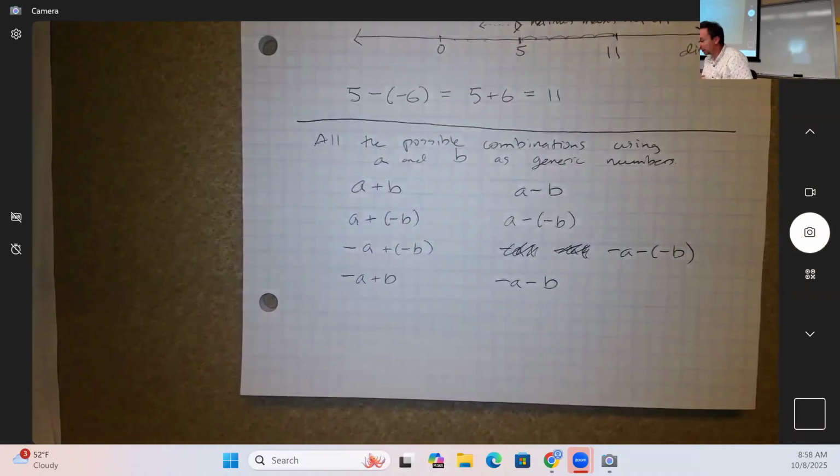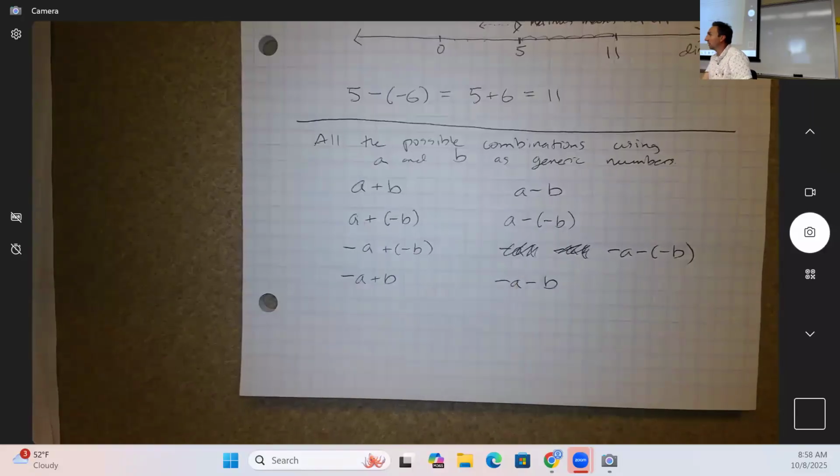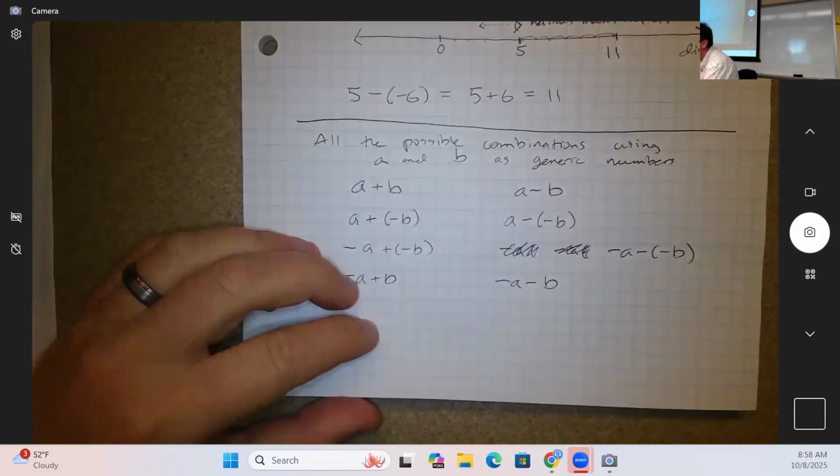The book does it slightly different. The book talks about stacking arrows. But the problem with stacking arrows is it only works with the addition ones. It doesn't really work with the subtractions of negatives. That's confusing. So I like the sign of the number tells you which way to face. The symbol tells you if you walk in that direction or walk in the opposite direction.